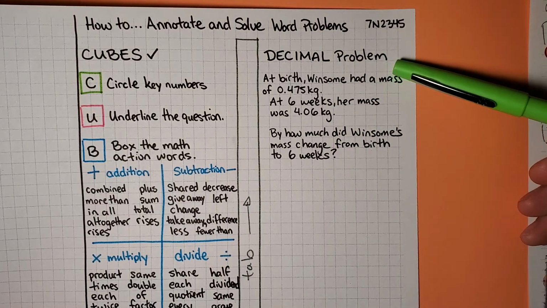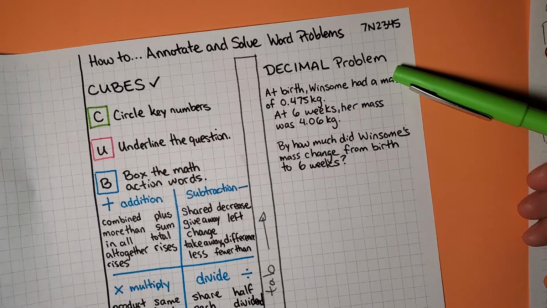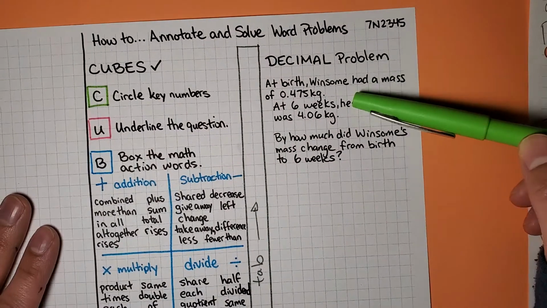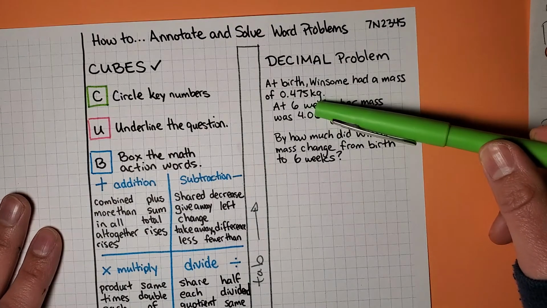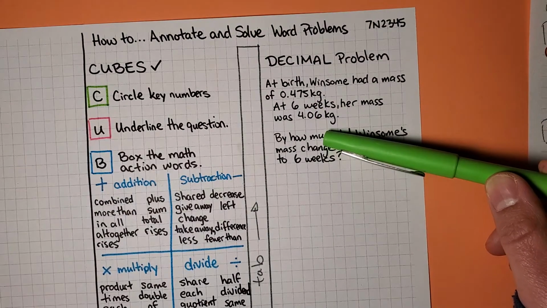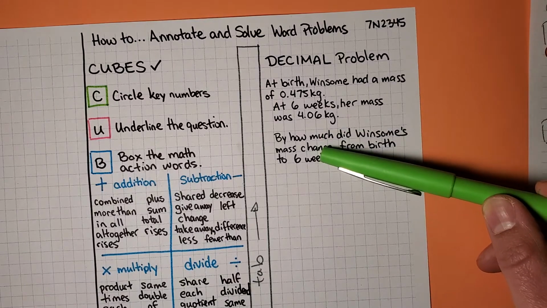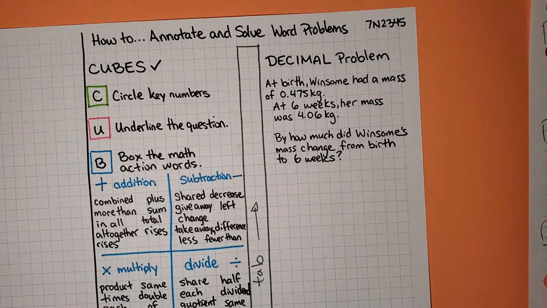So today we're looking at a decimal problem. We'll read the problem and then we'll go through CUBES. At birth, Winsome, who is a dog, had a mass of 0.475 kilograms. At 6 weeks, her mass was 4.06 kilograms. By how much did Winsome's mass change from birth to 6 weeks?